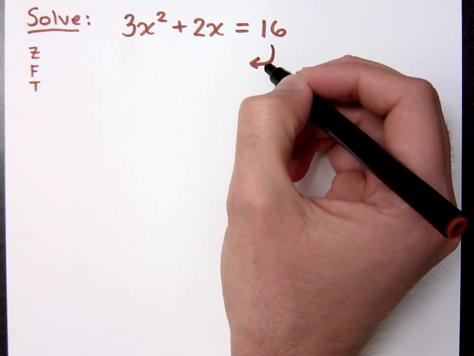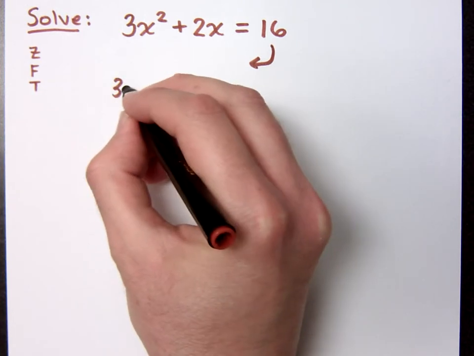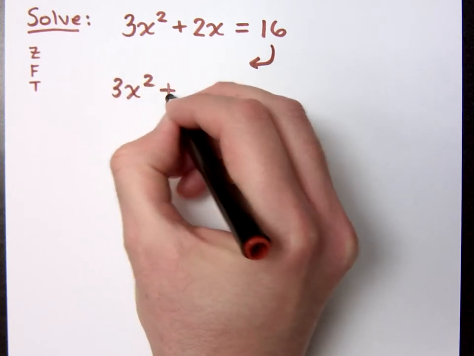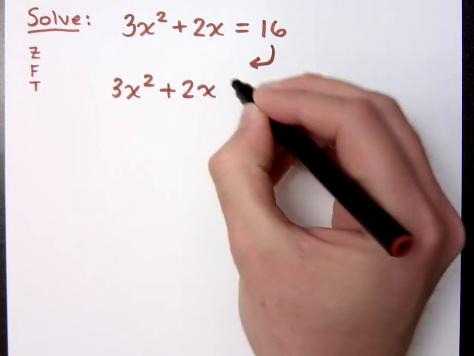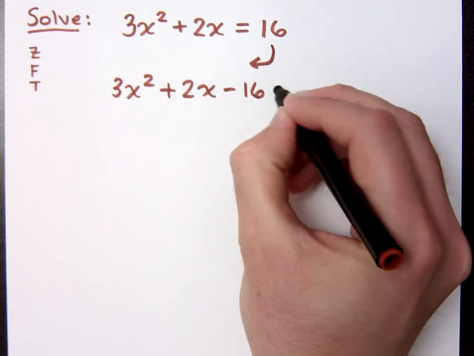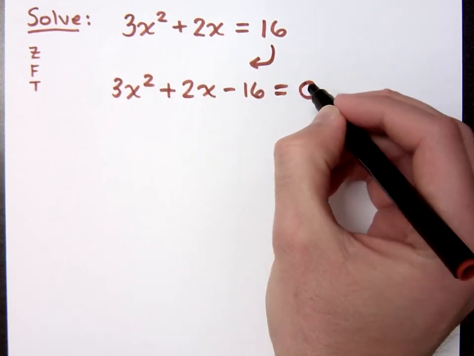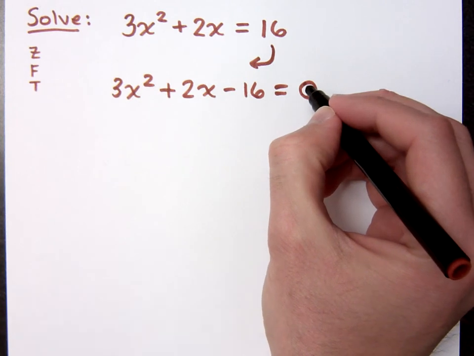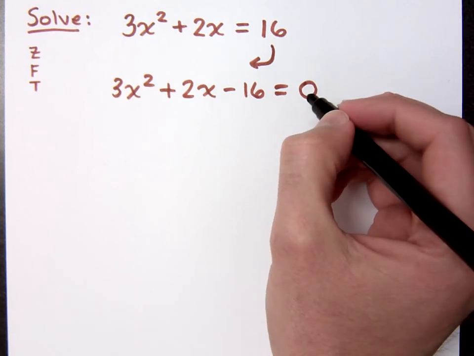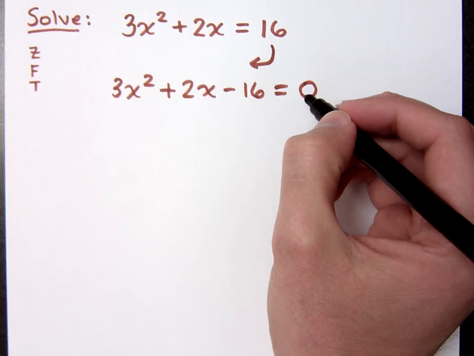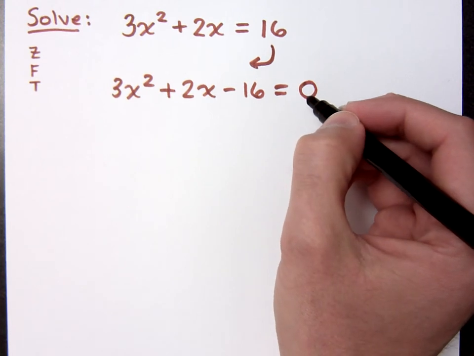So then what do I have? 3x squared plus 2x minus 16 equals 0. 3x squared plus 2x minus 16 is equal to 0. Do y'all agree? Now you've got to factor this.